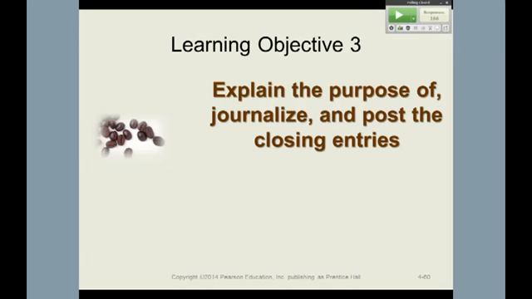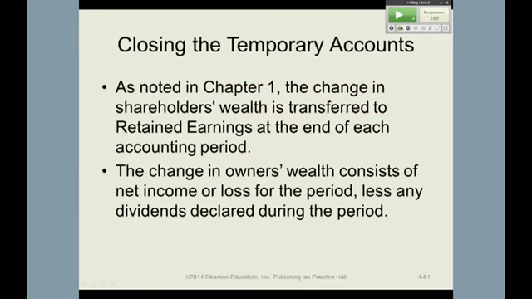So the purpose of this module is to make sure we understand the mechanical process. This is the theoretical issue that we just discussed: you need to understand that the change in wealth, which is revenue, expense, and dividends, gets closed out or transferred to retained earnings. So that's the theoretical side of this. But the mechanical side would be the implementation through the closing entries. So we want to take a look at the closing entries. And again, as we saw in Chapter 1, the change in your wealth is going to be revenues, expenses, net income or net loss, and any dividends declared for the period.